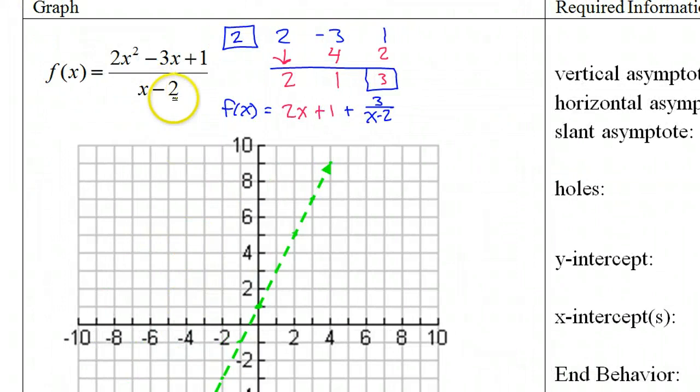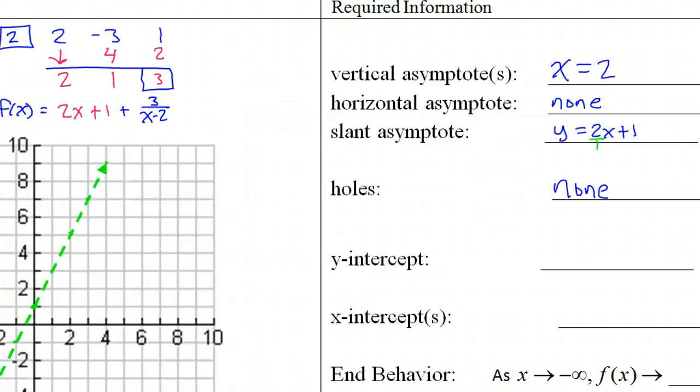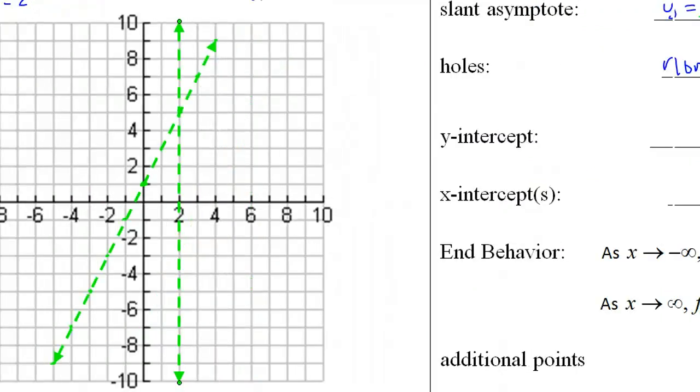Alright, that means this x minus 2 will give us a vertical asymptote. If we set this equal to 0, adding 2 to both sides gives us x equals 2. That is my vertical asymptote. Okay, let's go ahead and graph that. Alright, so there's my vertical asymptote. Okay, what's next?